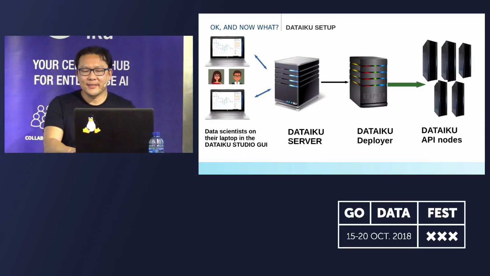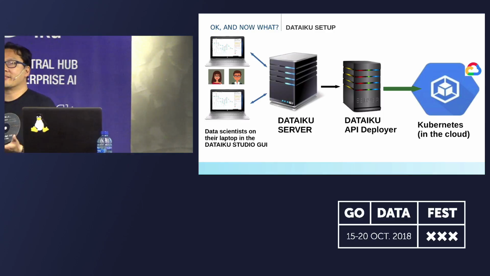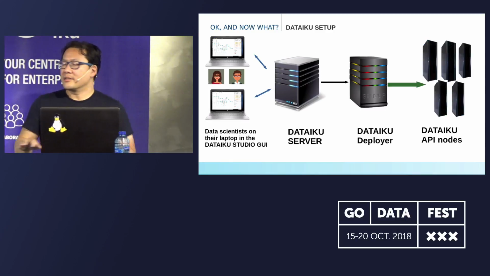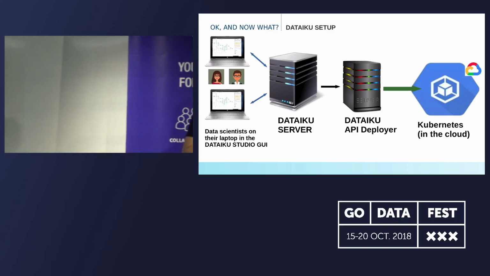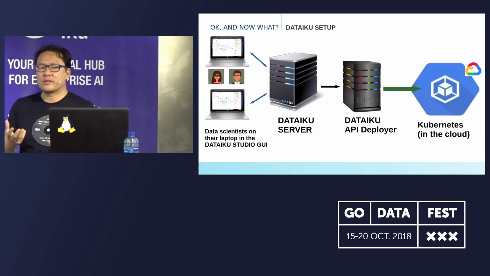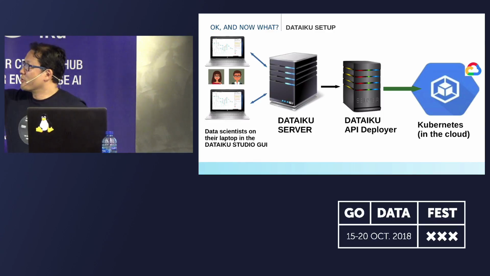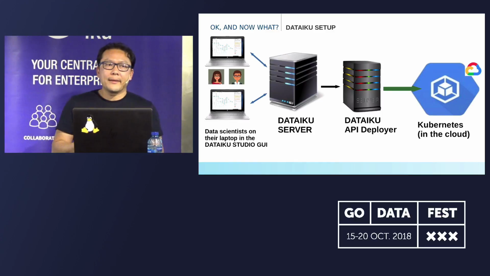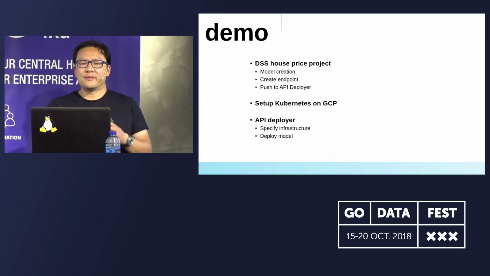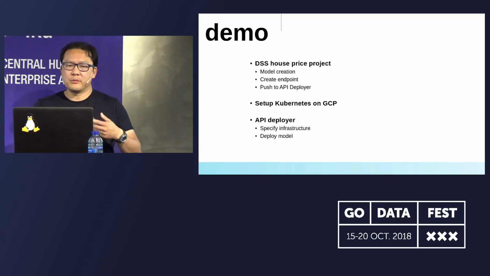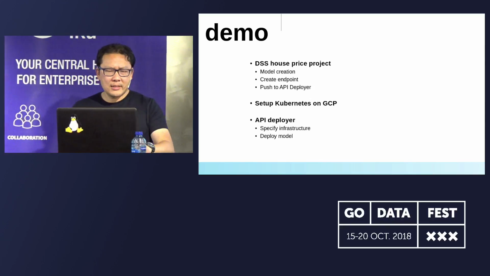This is one way to do it. And the other way, and I will also demonstrate that, is to use Kubernetes. So you don't need physical or virtual machines where you need to install Dataiku, but you need a Docker cluster, a Kubernetes cluster. It could be in the cloud, could also be physical somewhere, but preferably you would do it in the cloud on Google, for example. So a short demo. First, Dataiku, how the model is created, and then the setup of a cluster and the API deployer.